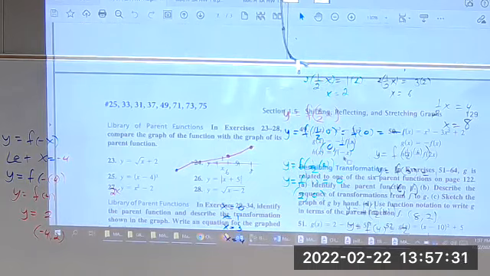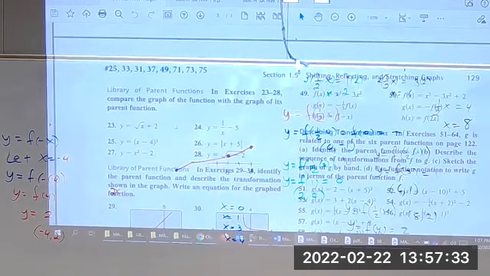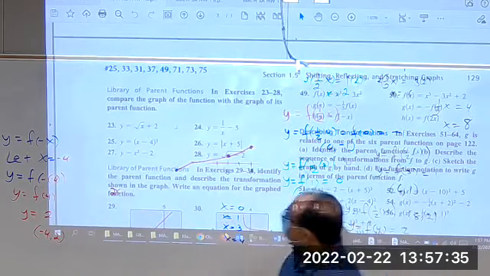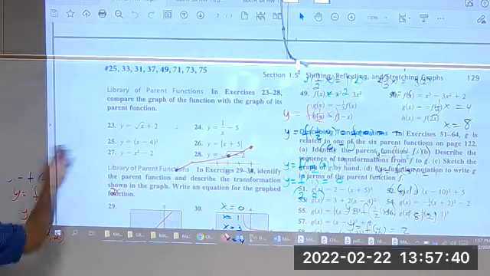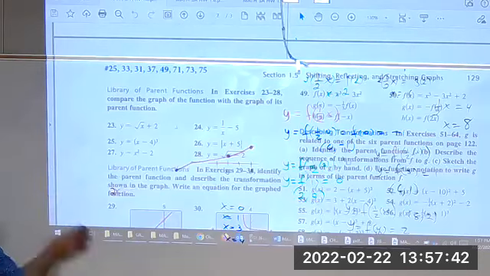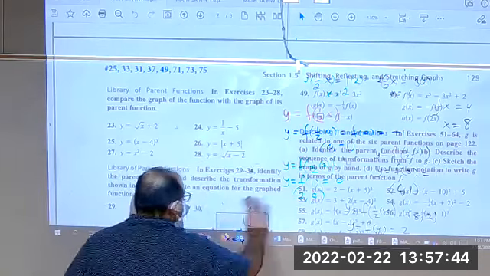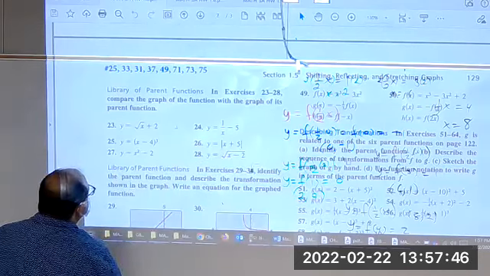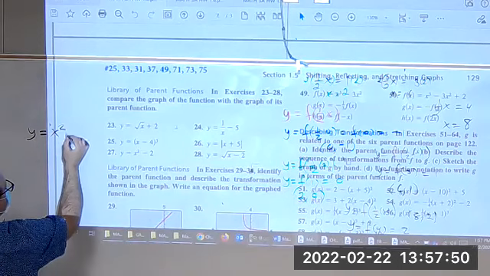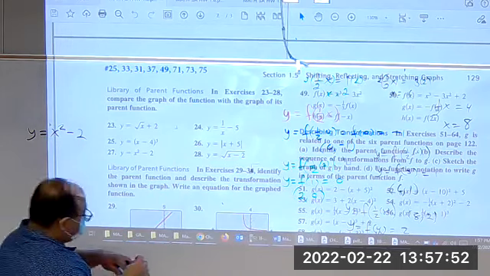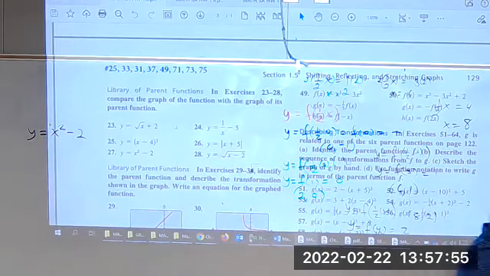Okay. We want to compare 25, I'm going to compare 27. You're doing 25. So 27. All we're doing is y equals x squared minus 2, comparing it with its parent function. You don't have to graph anything. You just need to describe what happened.